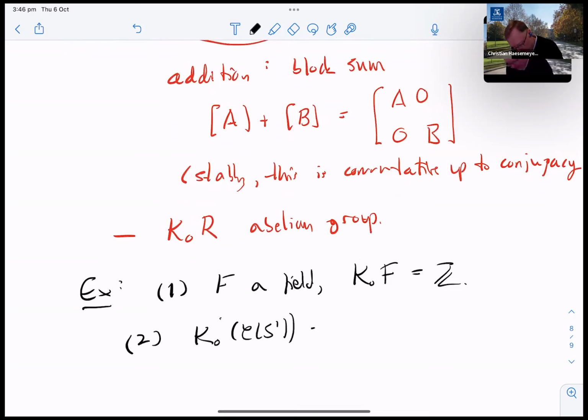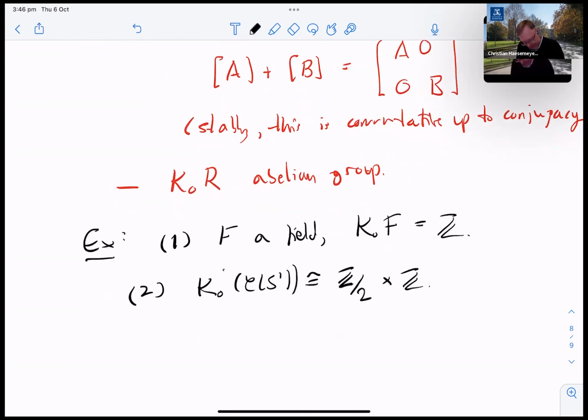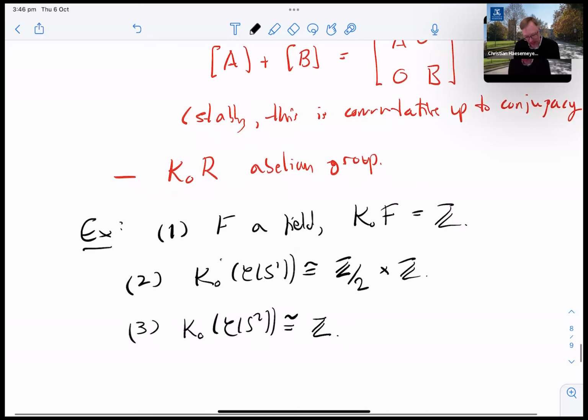K0 of continuous functions on the circle. Well, it turns out that is Z mod 2 times Z. Z is the rank, and the Z mod 2, the non-trivial element, is the Möbius strip. If you take continuous functions on S2, well, this one is just Z again, which is a little bit disappointing if you think about it. That's because the K-theory cannot see the tangent bundle. From the point of view of K-theory, the tangent bundle is trivial because it is stably trivial. Jing, interrupt me if I'm miscalculating. I hope I was not miscalculating.